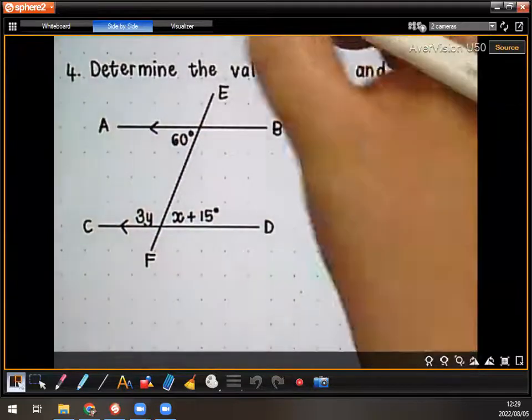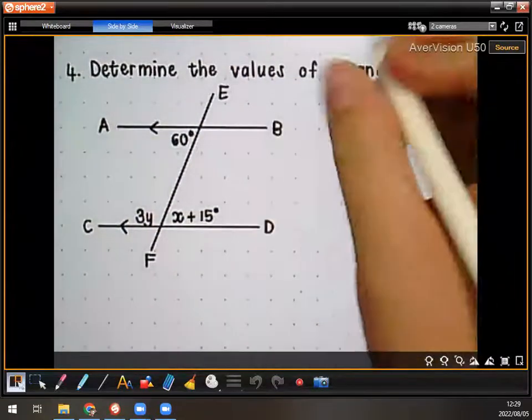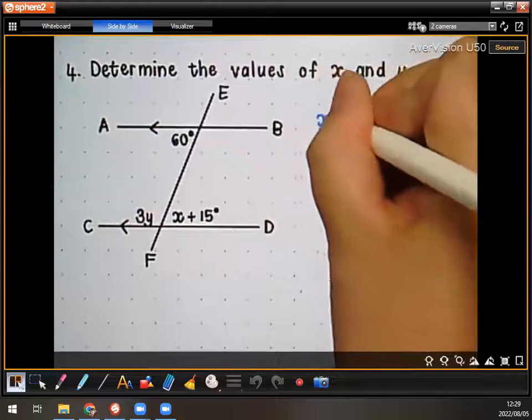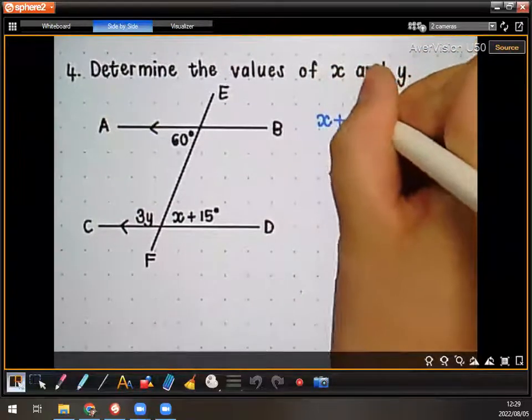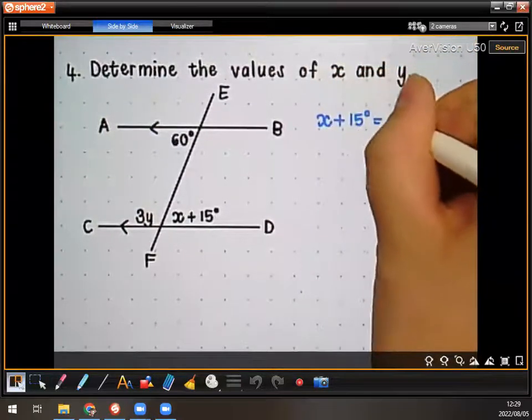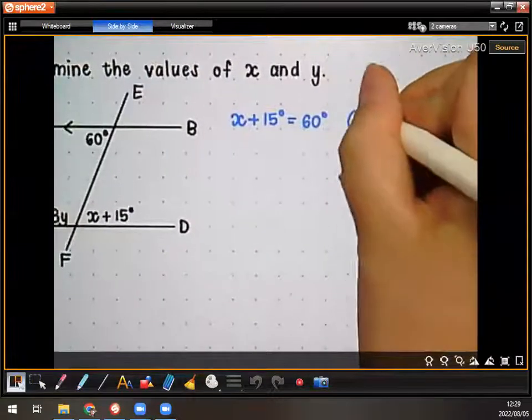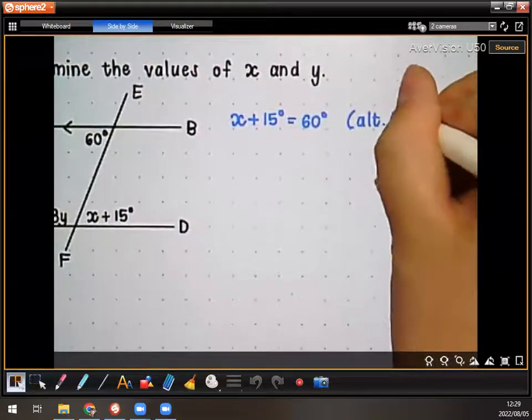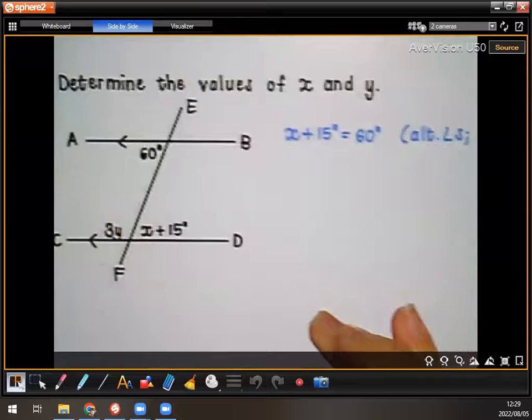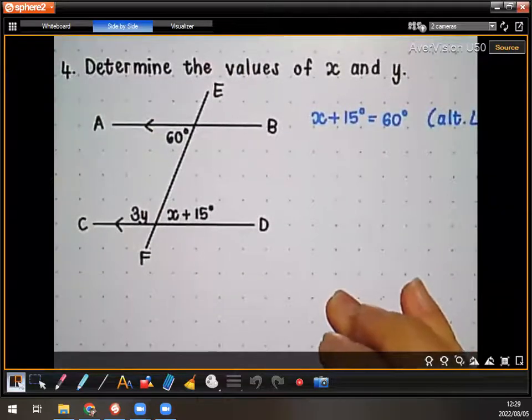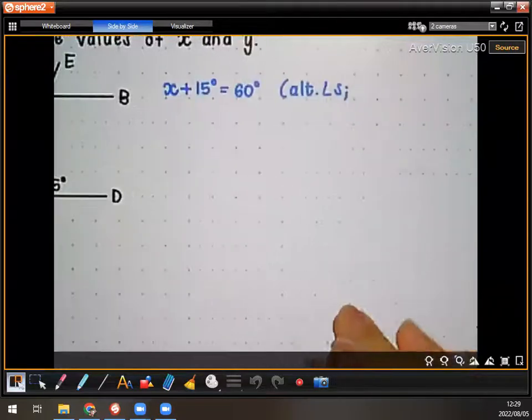Okay, so we're going to write this angle x plus 15 degrees is equal to 60 degrees. And the reason for that is alternate angles. Which two lines are parallel? AB and CD.